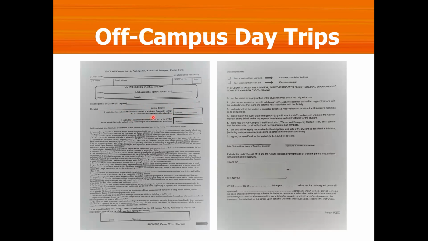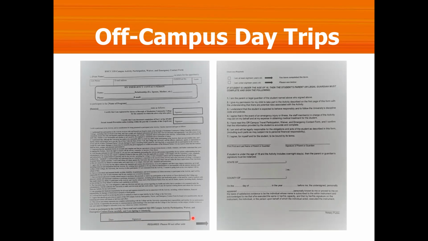And certify that you can document completion of Part 1 of the Spark Sexual Assault Prevention online training within the past 12 months of this trip or event. Now, we'll talk more about Spark shortly, but let's get through this form. Please read through all of this, and you will date and sign. So it'll be the date that you are completing the form and your signature.